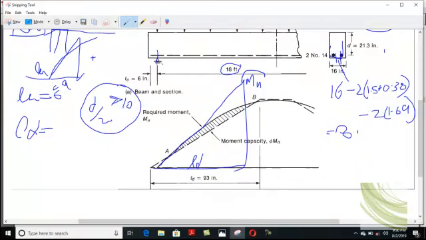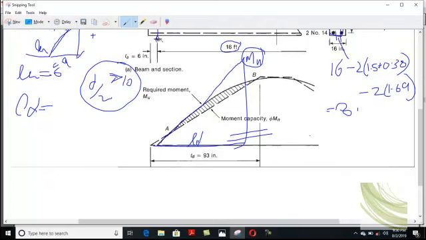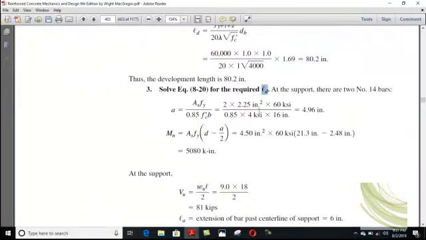Now you will determine this moment capacity, and there are two bars. So your a will be As fy divided by 0.85 fc prime into b. As will be 2 multiplied by the area of the number 14 bar, fy is 60, fc prime is 4, and b is 16. Putting these values, with 2.25 as the cross-sectional area of the number 14 bar, you get 4.96 square inches.